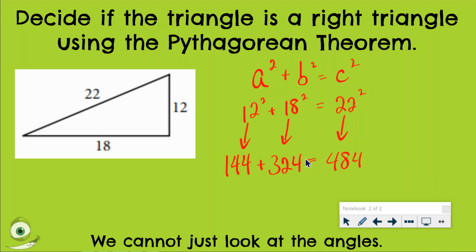So I want to see if this is a true statement. If this side actually does equal that side. 144 plus 324. These two added together. Sorry, it's 468. And that is supposed to equal that side, but it does not. Since those two are not equal, this is not a right triangle.